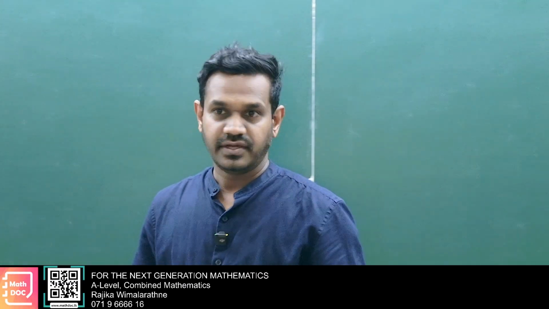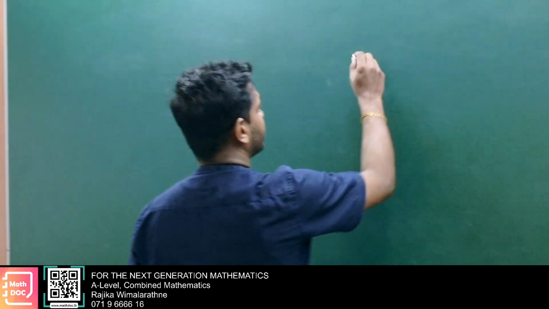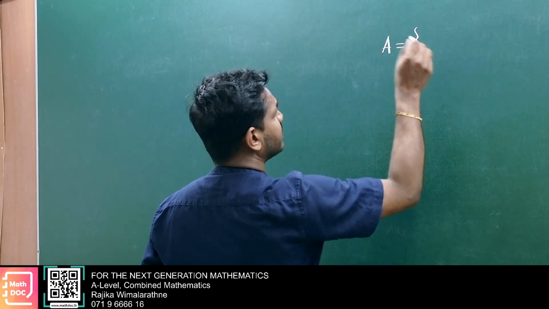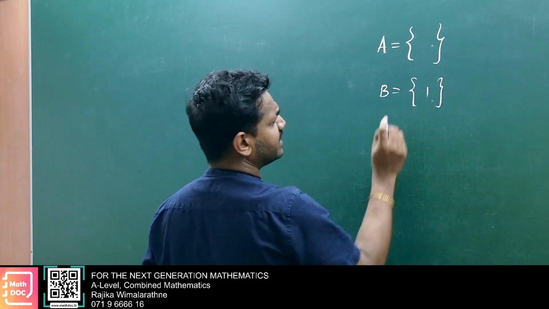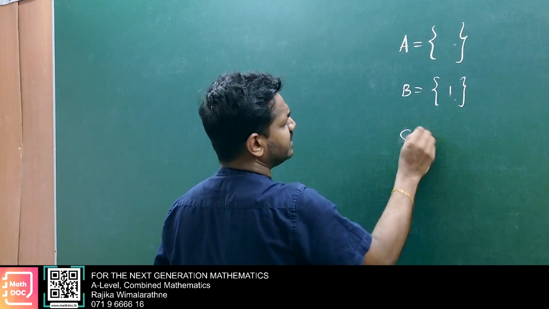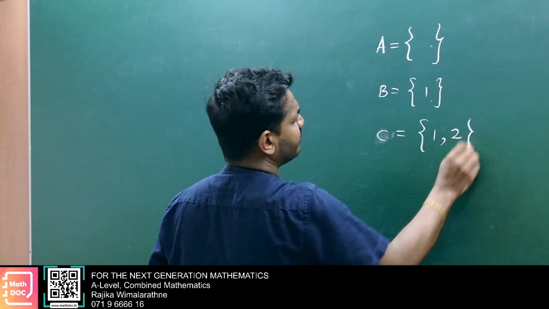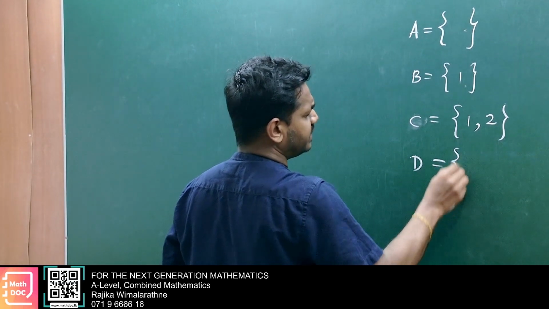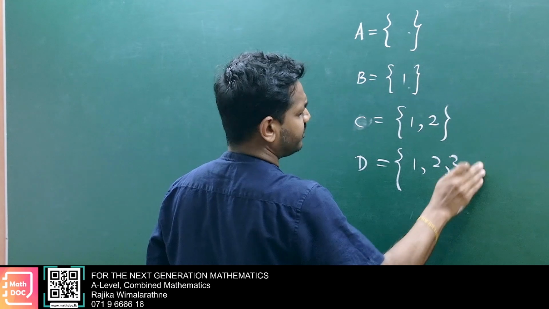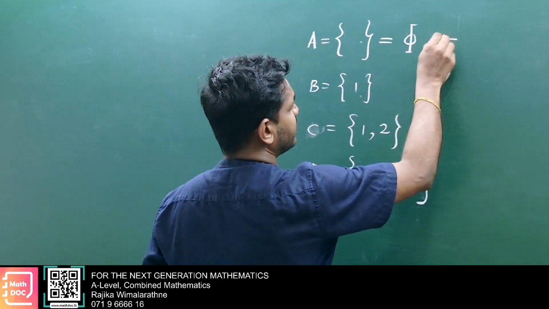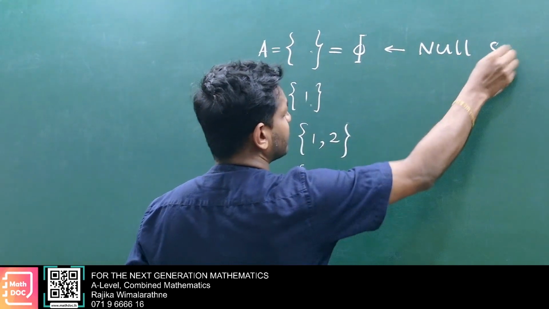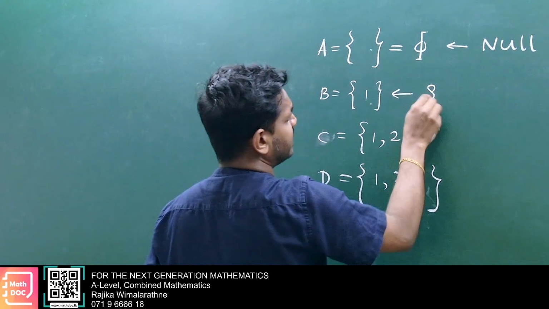Now, this probability always happens with sets. Consider here a set, capital A. This is what we call a null set. Here B is 1, a singleton set. Here consider C as 1, 2. Here consider set D as 1, 2, 3. The same thing we can denote as a null set and a singleton set.